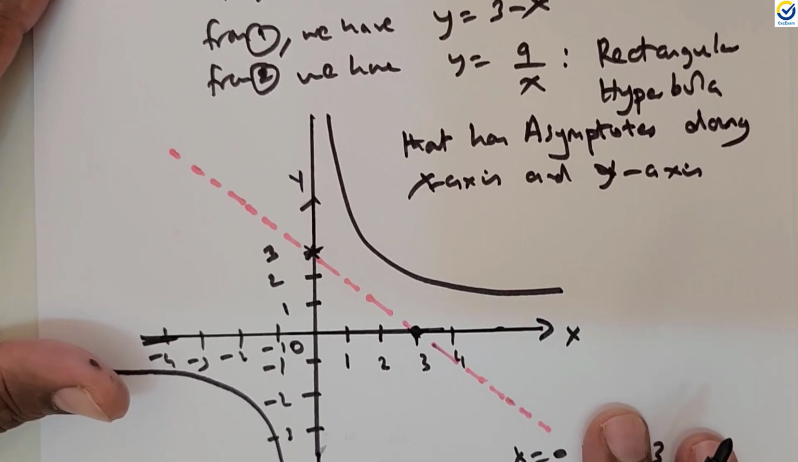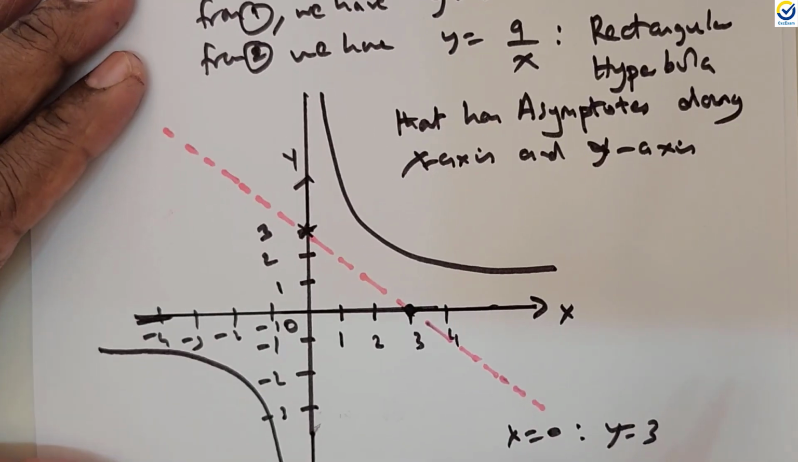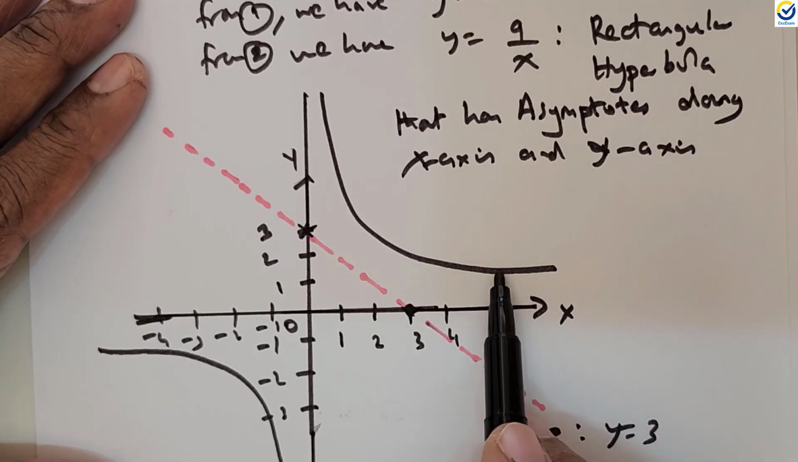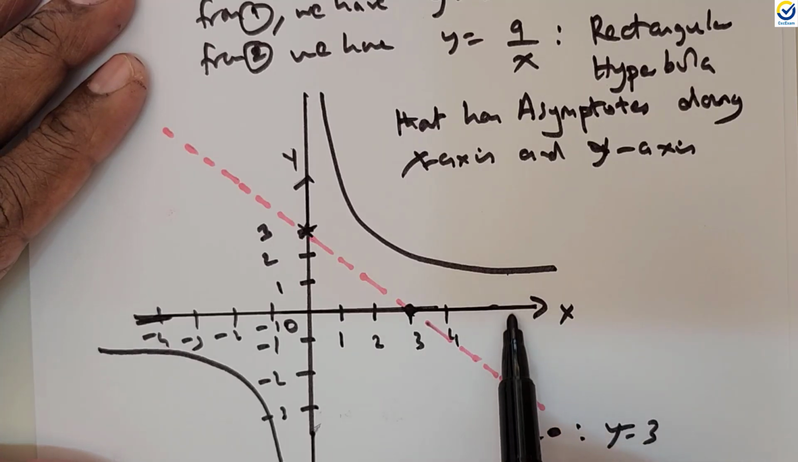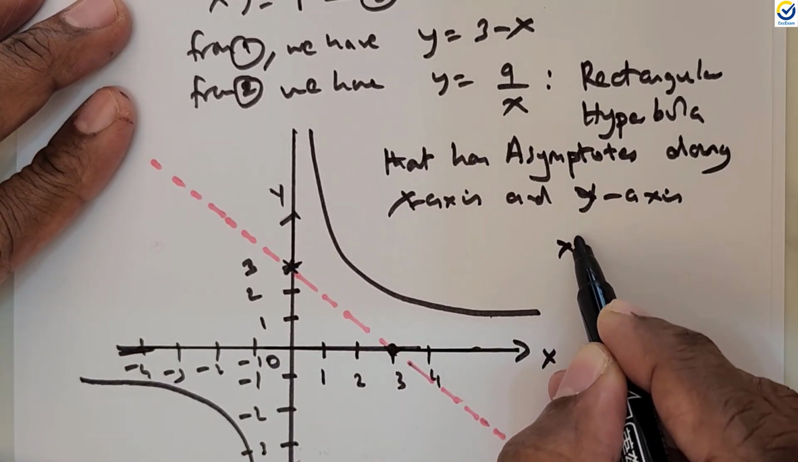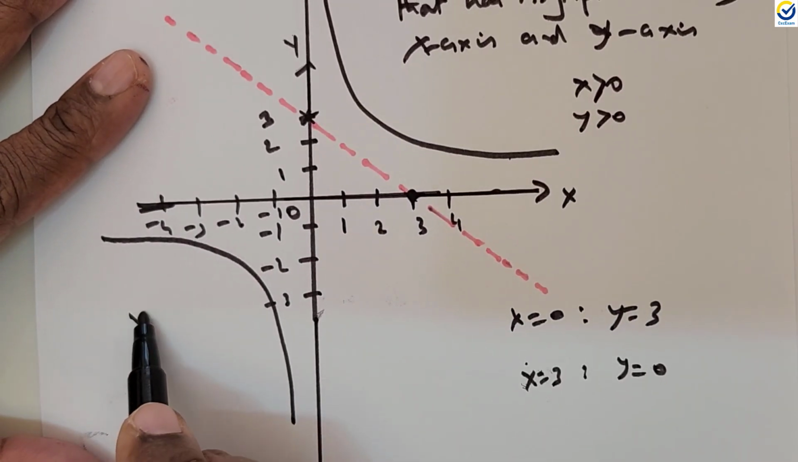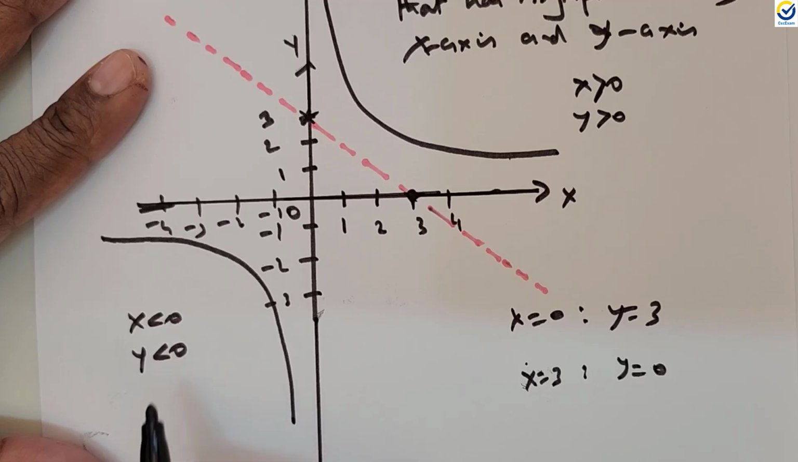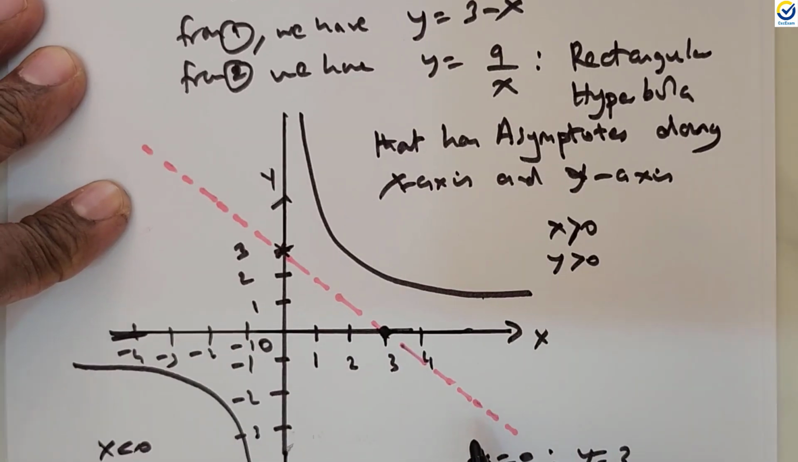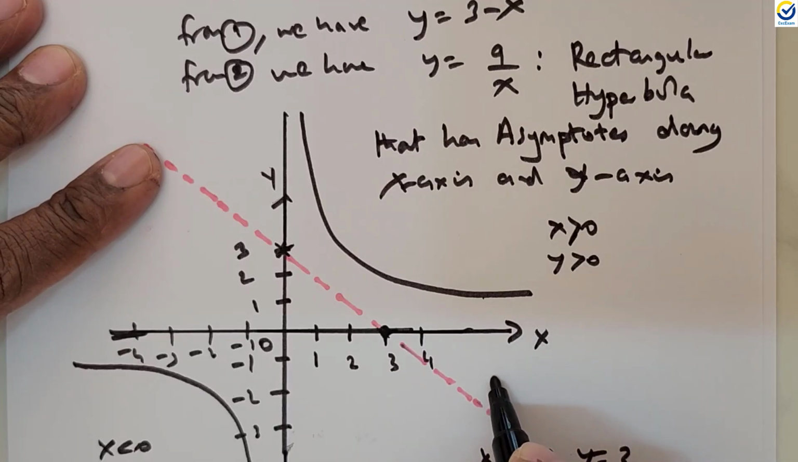This is a beautiful question, and the graph is equally beautiful. So the hyperbola will have an asymptote along the x-axis and y-axis. Over here, x is greater than 0, y is greater than 0. Over here, x is less than 0, y is less than 0. So clearly you can see this straight line y = 3 - x will never intersect the hyperbola.